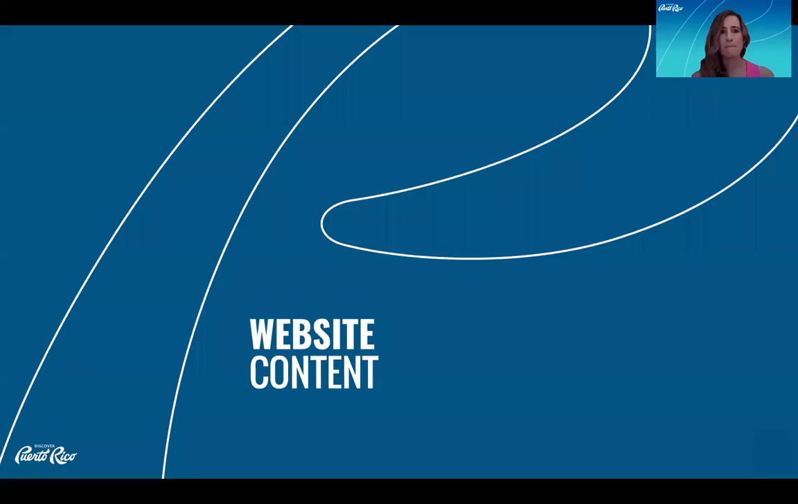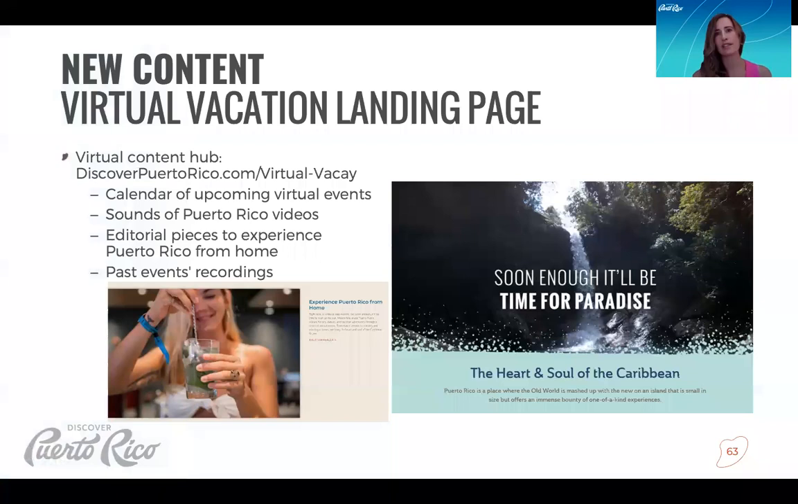And finally, all of the great content we've been sharing in the past weeks, from virtual vacations to recipes and playlists, is now live on a brand new landing page on our website. Be sure to check that out at discoverpuertorico.com/virtualvacay. And of course, we look forward to updating you on marketing plans and our strategies as they evolve.